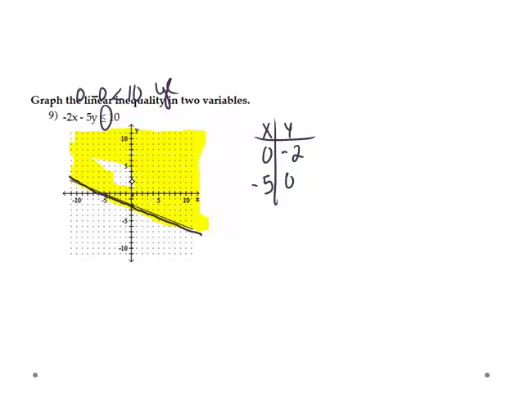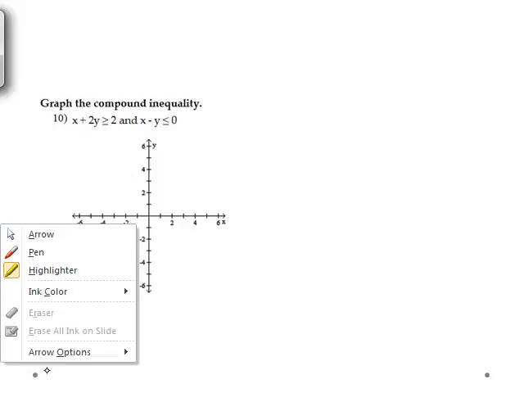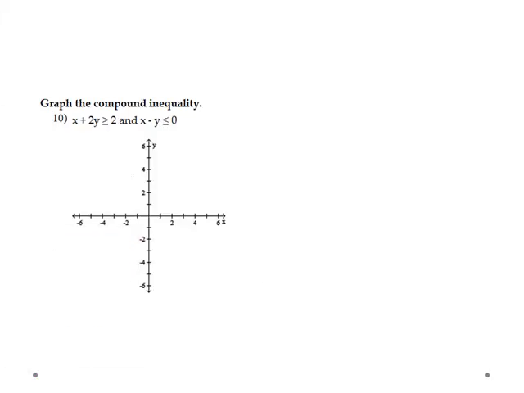And that's how that one works. Okay, next one. Graph the compound inequality. So let's use the point slope form for both of them. X, y, 0, 0. If x is 0, y is 1. If y is 0, x is 2. Over 1, over 0, up 1, over 2, up 0. This one's a solid line.